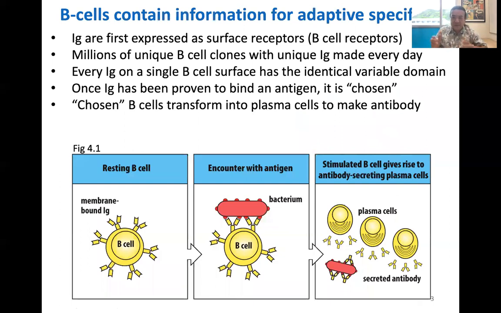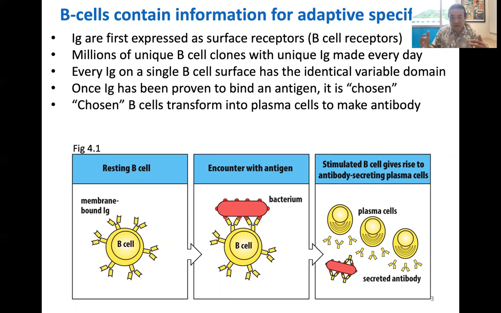So B cells that are making these immunoglobulins contain the information to actually do this process of making unique immunoglobulin structures. We introduced this last time, saying that immunoglobulins are first expressed as these Y-shaped proteins anchored to the surface of the B cell. In that stage, they're basically acting as receptors for the cell, so we can also just call them B cell receptors, right?